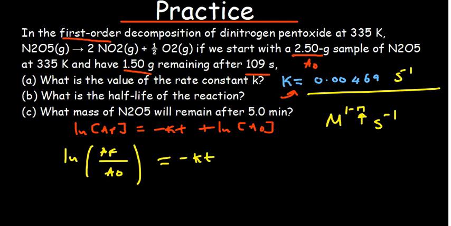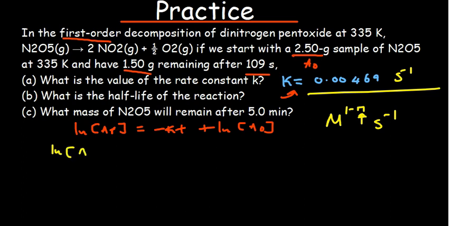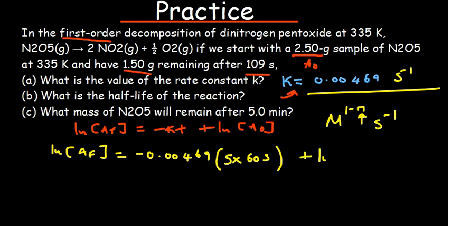Of course, if you want, you can just handle it by substituting in the equation. So the natural log of the final concentration is what we want to find. In this case, the combined formula doesn't work because we don't have a value of the final concentration, so we just continue as we are. The natural log of the final concentration is equal to negative 0.00469, our k that has been calculated there, times our time, 5 minutes, which needs to go to seconds. In a minute that's 60 seconds. Then plus the natural log of the initial concentration, which was 2.50.